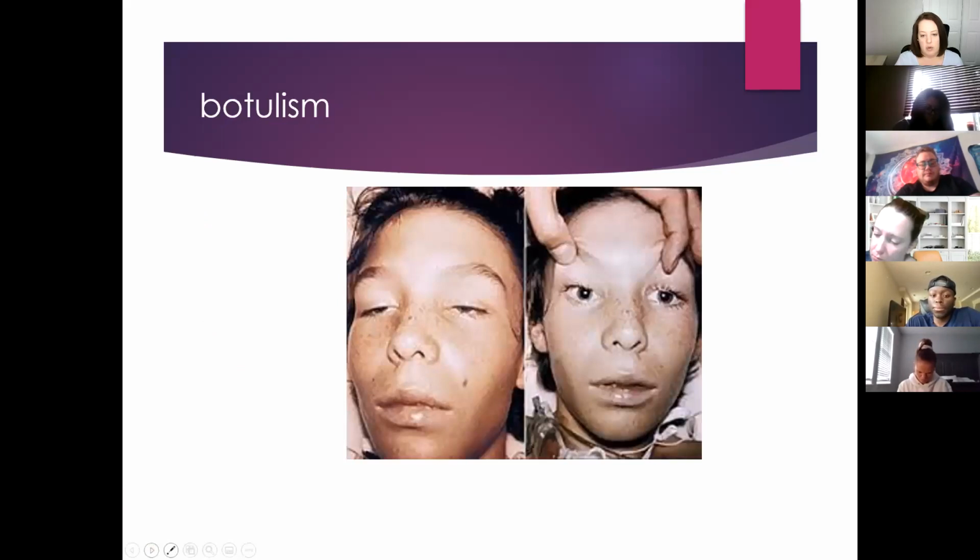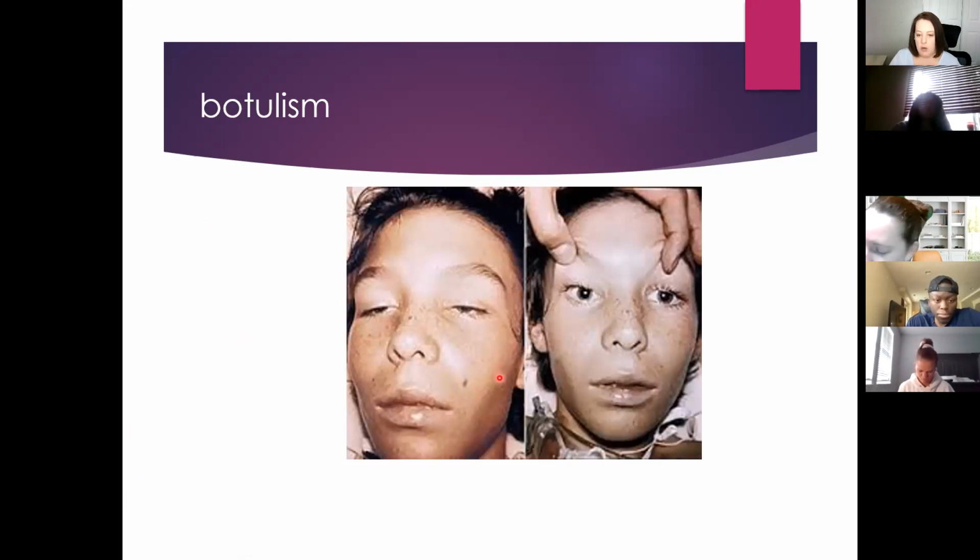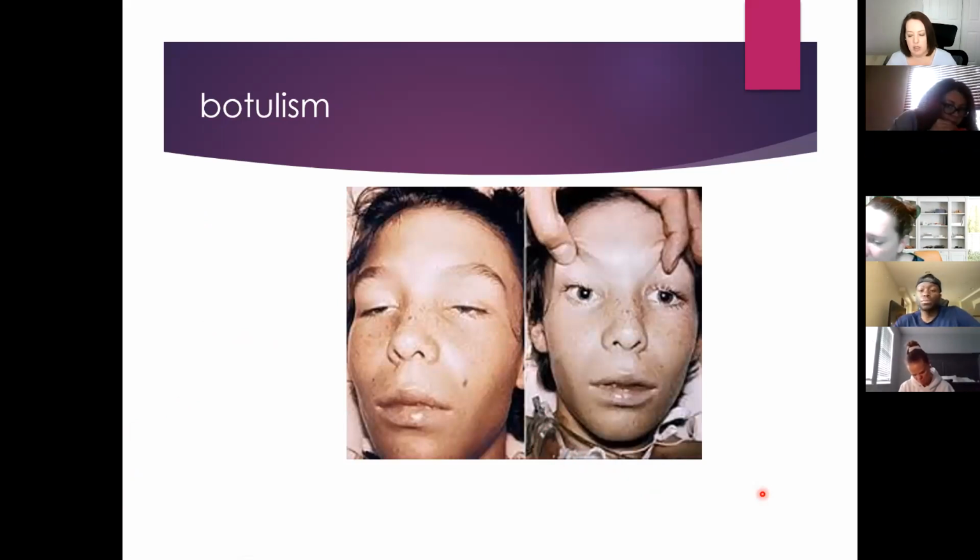So here's an example of flaccid paralysis. This patient, it looks like he's sleeping. He's kind of out of it, but he's awake. Down here, you can't see it, but he has a tracheostomy because this botulism infection has gotten so bad that all the muscles, including the skeletal muscles, have relaxed.